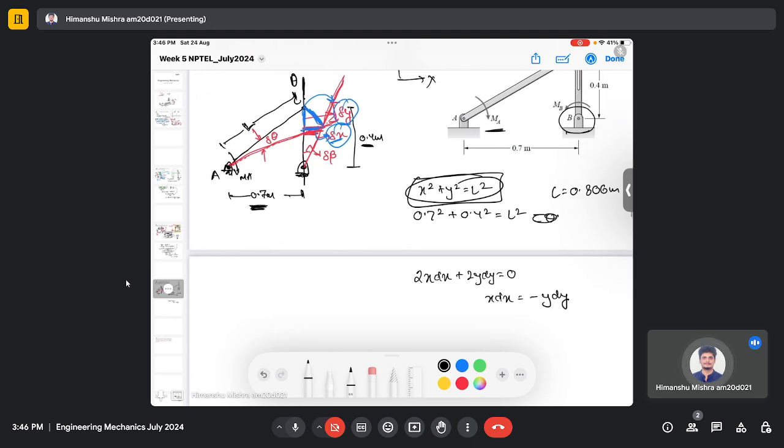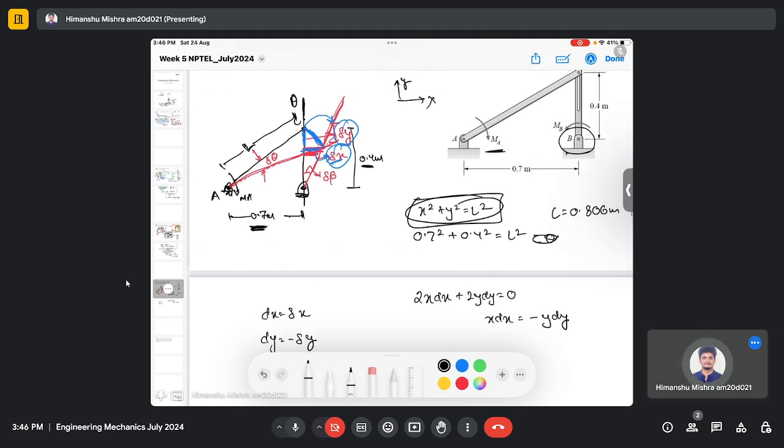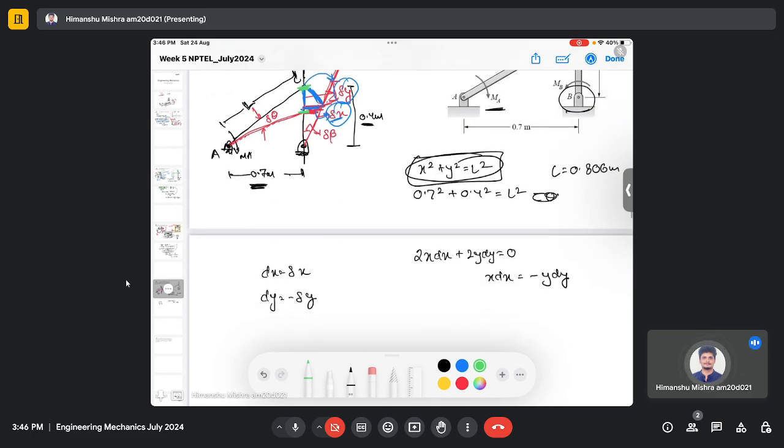So dx is del x and dy is minus del y because it's going down. You can see that earlier this was our actual distance from the pin joint y, but now it's going down, toward the negative y direction. So the change in y is negative, it's minus del y. If I substitute in this equation, I will get x del x equals y del y.